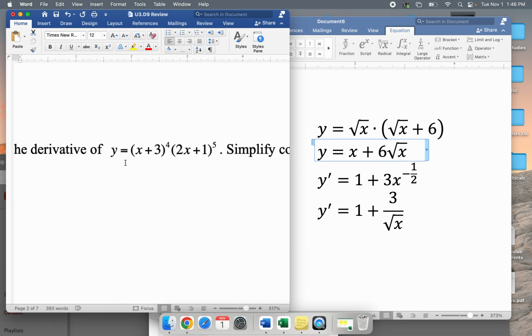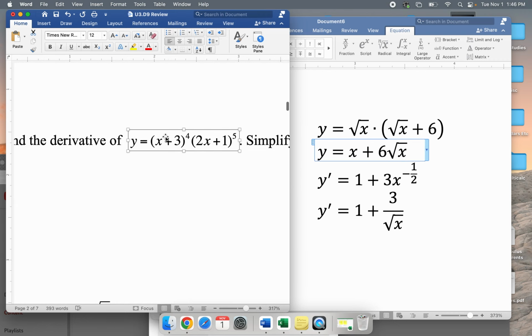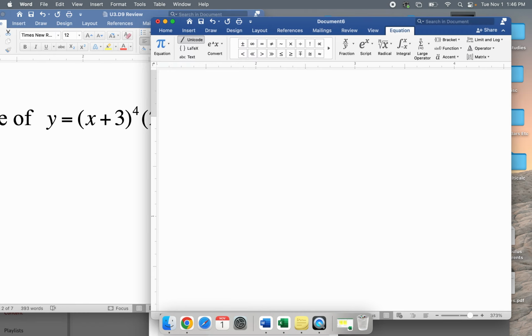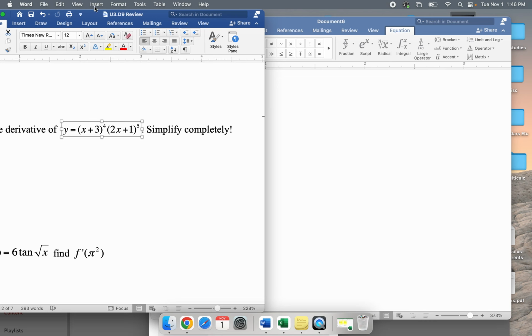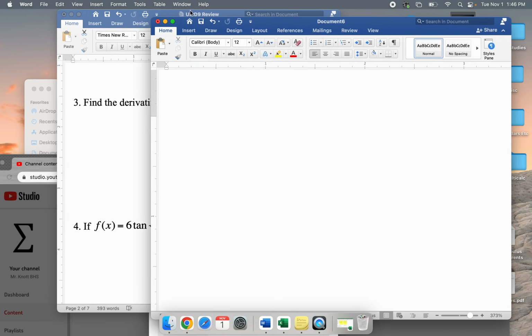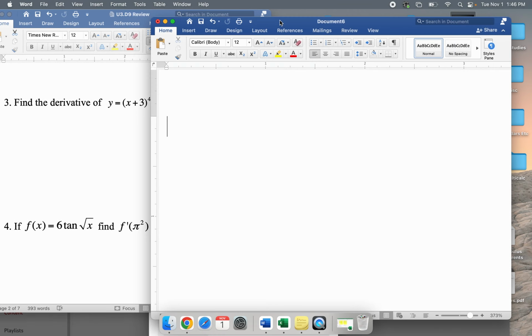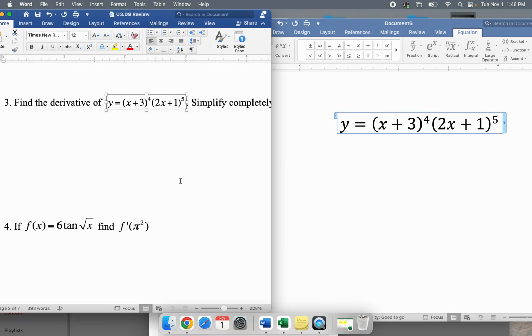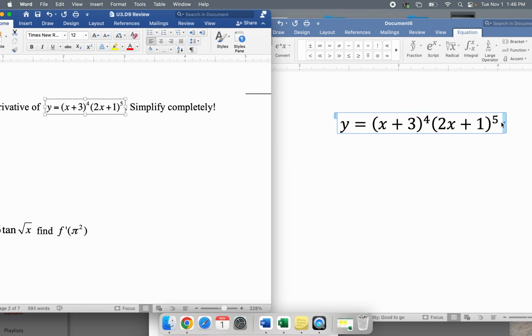Oh god, it's one of these. Okay, let's find the derivative of this monster. These things are always a pain. So let's just get through it. So this is number 3. I'm just going to copy it over here. So this is y equals quantity x plus 3 to the 4th times 2x plus 1 to the 5th. We're going to find the derivative and simplify completely.